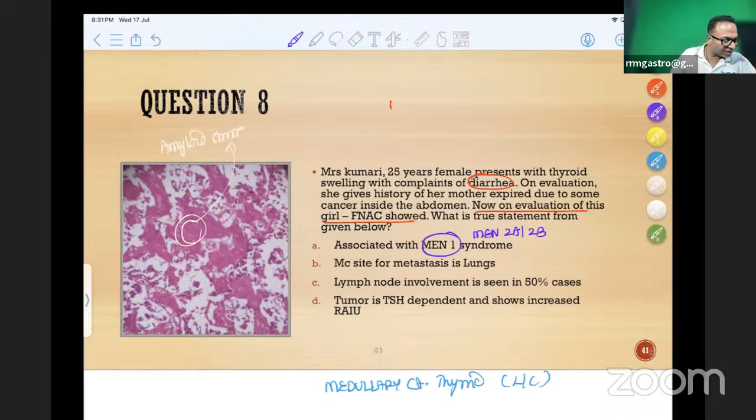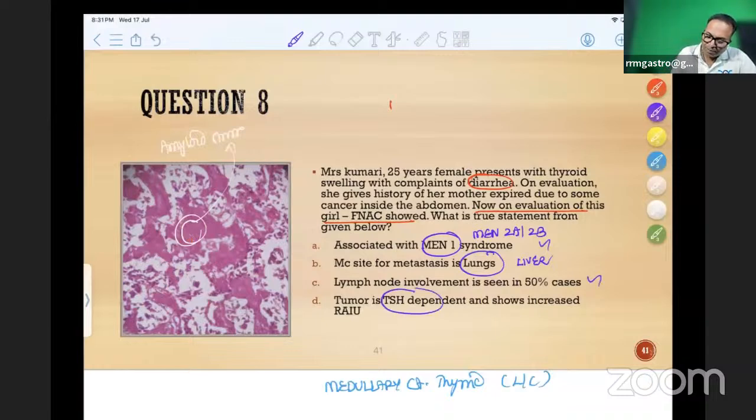That is medullary thyroid cancer, Dr. Shah. Lymph node involvement is seen in 50% of cases. That is true. And it is associated with MEN2A, MEN2B. The most common site of metastasis is not to the lungs, it is to the liver. Okay, so that is to the liver. The most common site of metastasis from medullary cancer is to the liver.